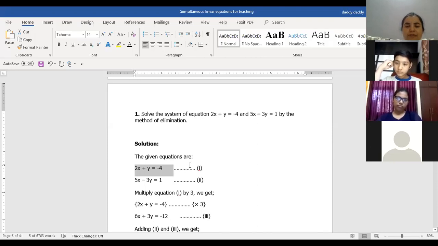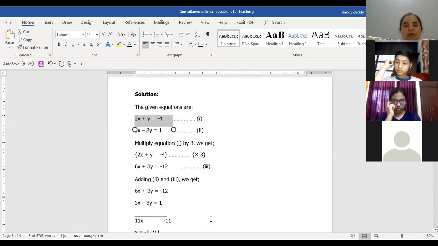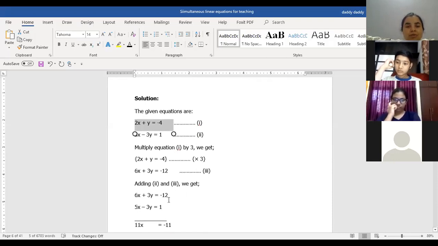Now no more will I look at equation 1. Now I will be dealing with the second and third equation. What I will do, I will add both the equations. So when you add both the equations, this is what is going to happen. When you are adding, placement is not important. Either you write the third equation first or the second equation first. It doesn't matter. In addition, it doesn't matter. In subtraction, it matters. So I wrote equation third first, 6x plus 3y is equal to minus 12.